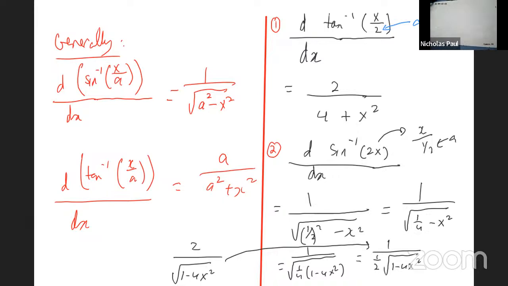As I said, if you wanted, you could have also used chain rule. So I want to show you how you could use chain rule here.